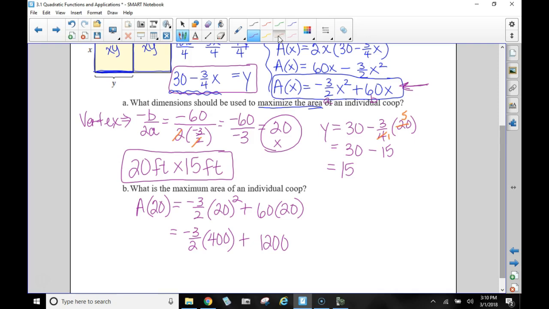Now we're going to reduce a little bit here. 2 will go into 2 once. 2 will go into 400 200 times. So we're going to have negative 600 plus 1200. That gives us 600. Now, y'all, 600 is going to be the total area altogether of both of those coops, okay? So it's going to be 600 for both coops.